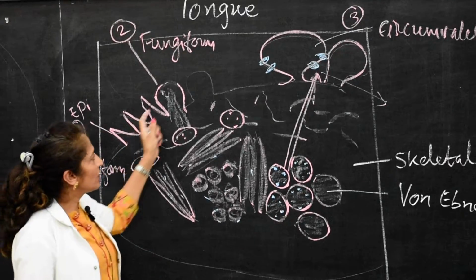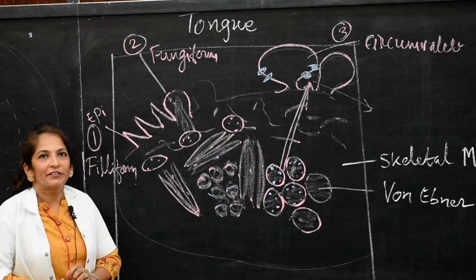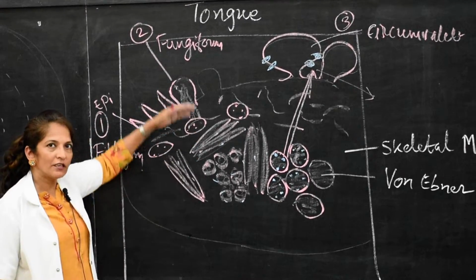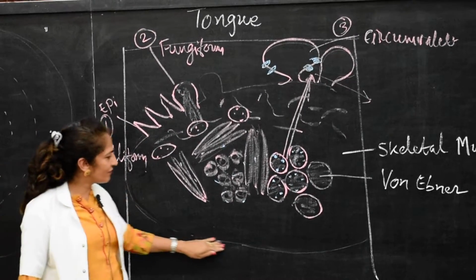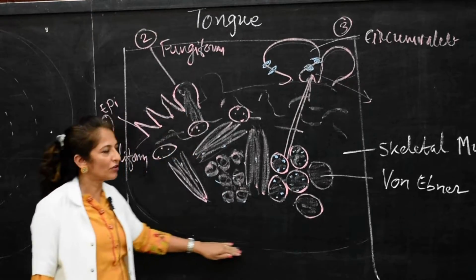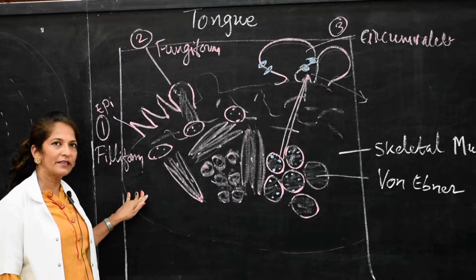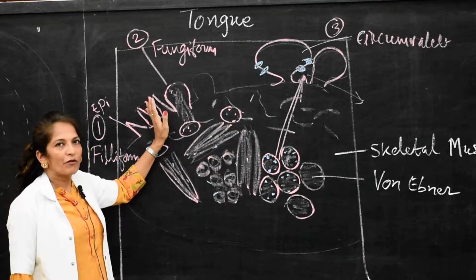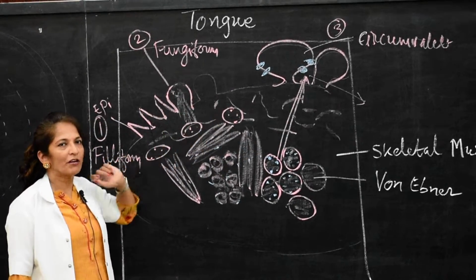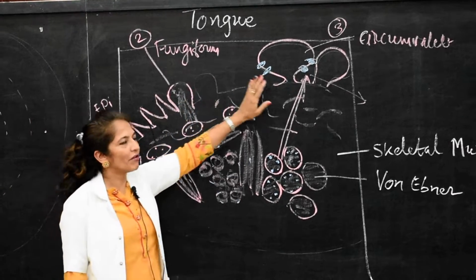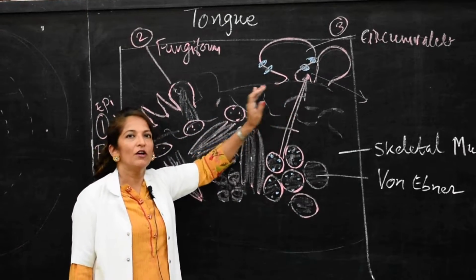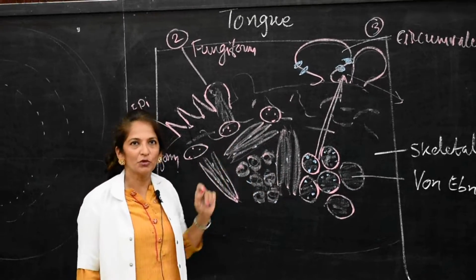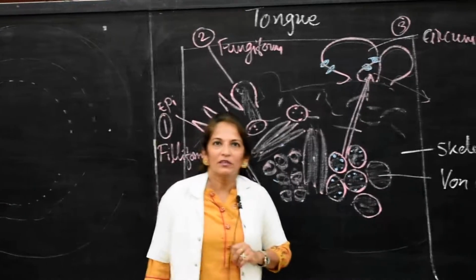So that is about the histology of the tongue. Again, it has a ventral and dorsal surface. The ventral surface is smooth and is covered with non-keratinized stratified squamous epithelium. The dorsal surface has specialized types of papilla. Three types you have to remember: filiform, fungiform and circumvallate papilla. The fourth one is foliate papilla, but that is not well developed in human beings. So that's all about the histology.